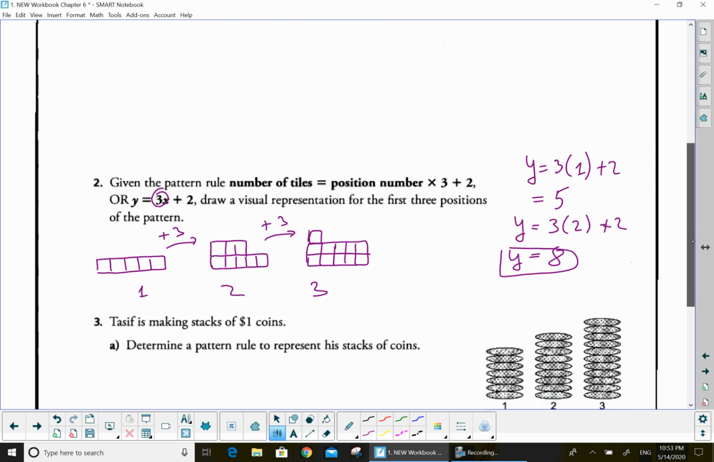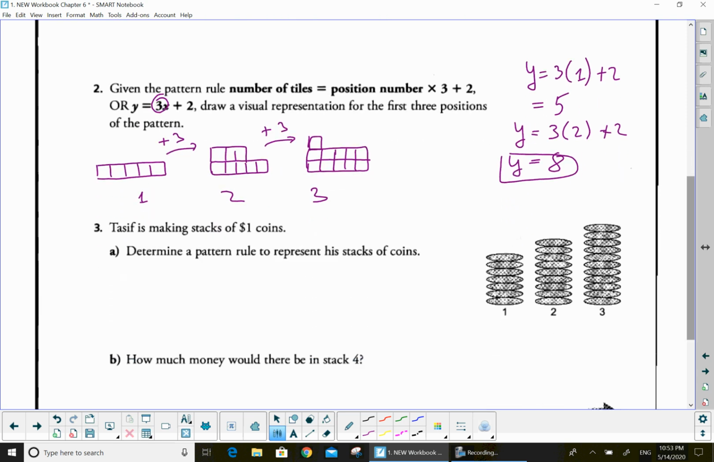So Seif is making stacks of $1 coins. There they are over here. And determine a pattern rule to represent his stack of coins. So there we go. So we're going to apply what we did in first example, where we have 3 positions, 1, 2, 3, 4, 5, 6, 7 coins, and then it seems like there's 2 more, so this is going to be 9, and obviously this is going to be 11 if it's 2 more.